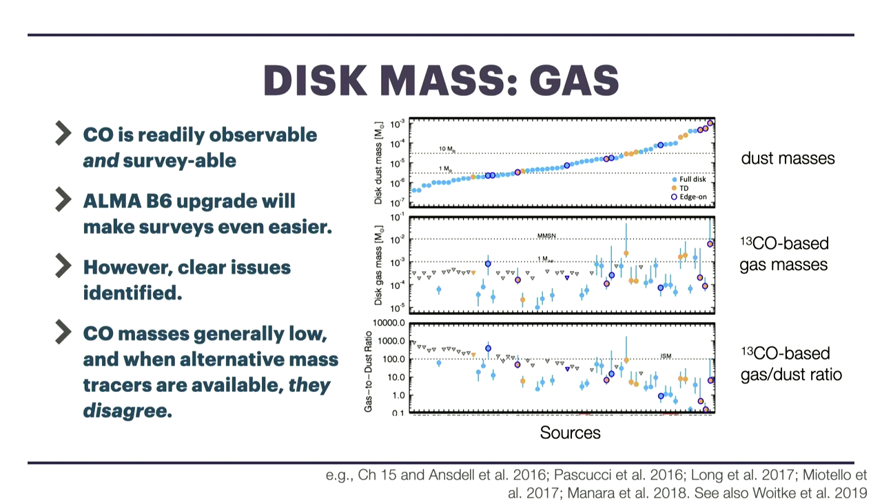And actually, this will become even more routine with the upcoming ALMA Band 6 upgrade. However, there are really clear issues that have been identified. If you look at the distribution of gas masses that come out of carbon monoxide estimates, they are always low. In fact, they're so low we shouldn't even form very many Jupiter mass type planets. And maybe that's okay, but that's something the data would be telling us.